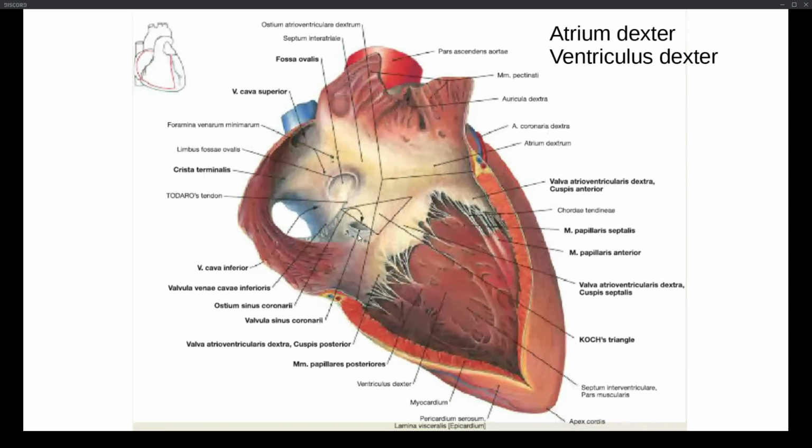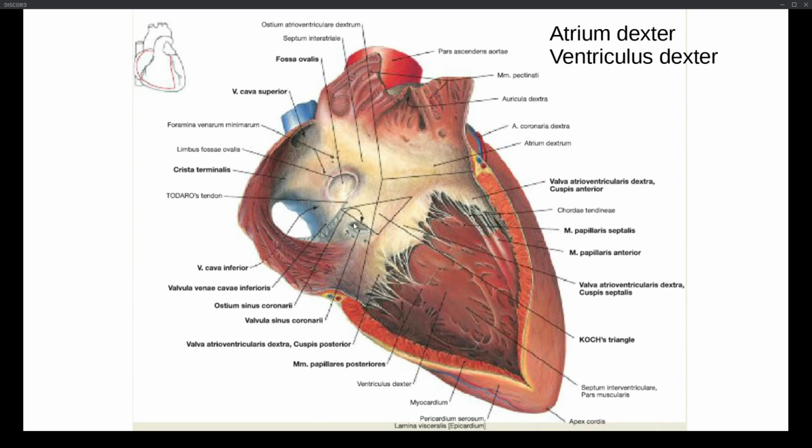Over here you have again the ostium sinus coronarii, which is basically just the opening of the sinus coronarius, which we already saw in one of the pictures, where the venous blood of the coronary blood vessels flows back into the heart, into the atrium. Over here we also have the valvula sinus coronarii. It's again like a little remnant.